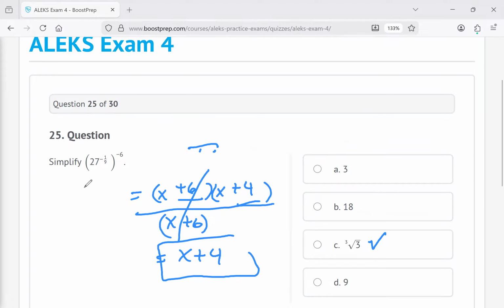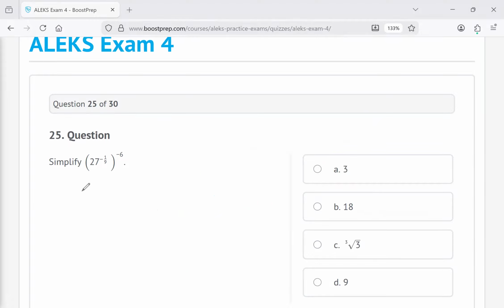Simplify 27 to the negative 1/9 raised to the negative 6. You could just easily put this in the calculator, or you can simplify a bit. When you raise a power to a power, you technically multiply. So negative 1/9 raised to the negative 6, let's just multiply. So what is negative 9 times negative 1/9 times 6? That is a positive 6/9. That can be reduced by 3: 6 divided by 3 is 2, 9 divided by 3 is 3.